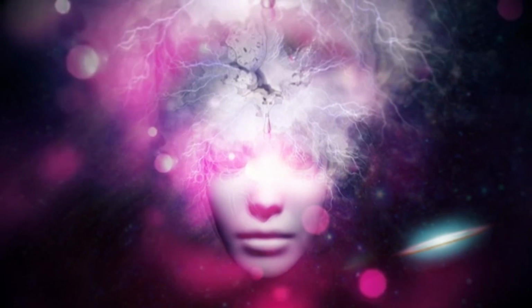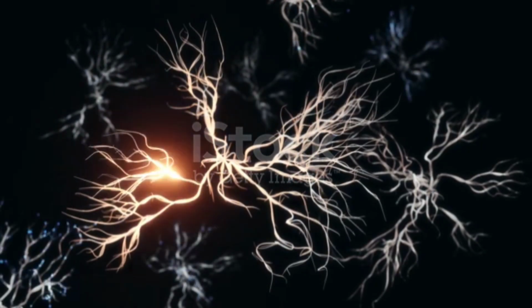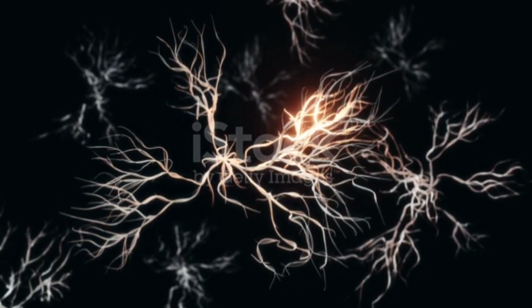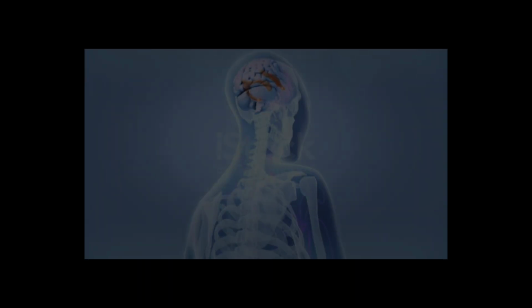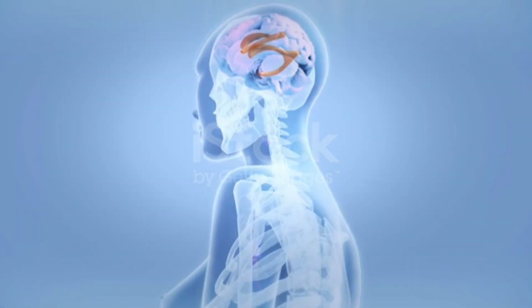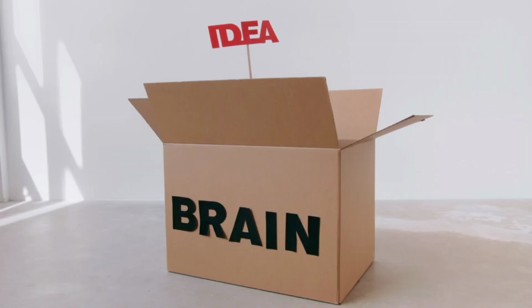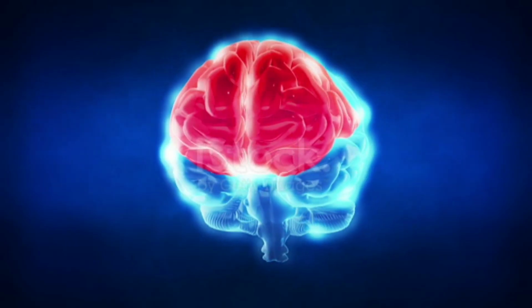Let's recap what we have covered today: the brain's major structures and their functions, and the role of the neuron and how they communicate. The brain is an incredibly complex and fascinating organ. By understanding these basics, we can appreciate the intricacies of how we think, feel, and interact with the world around us.